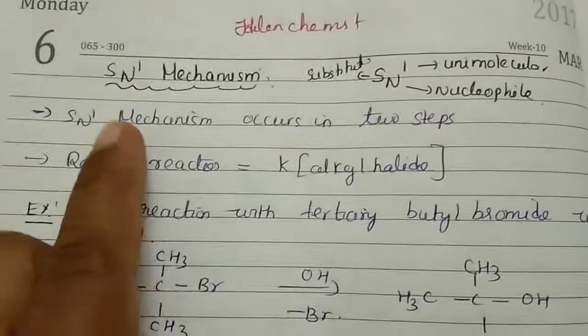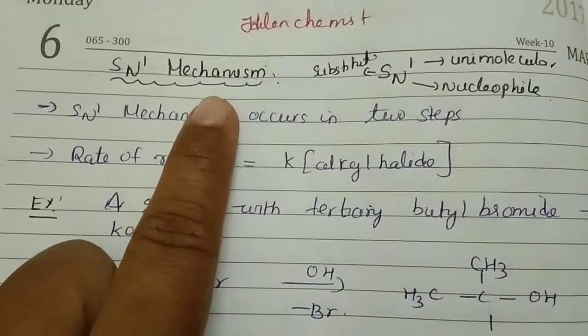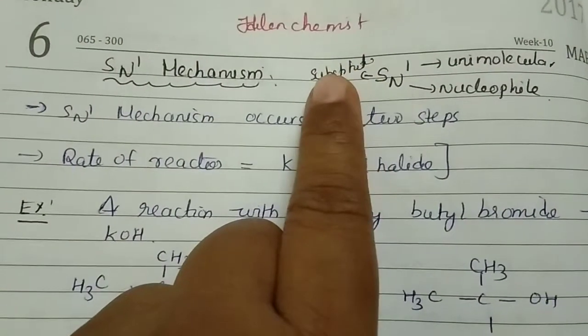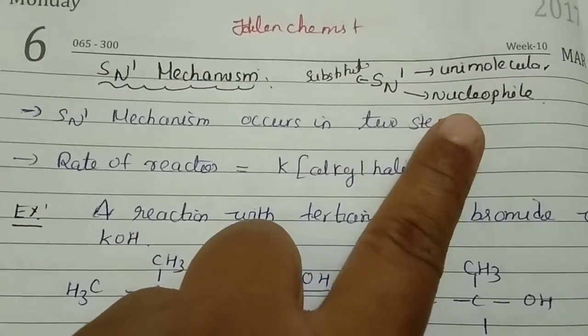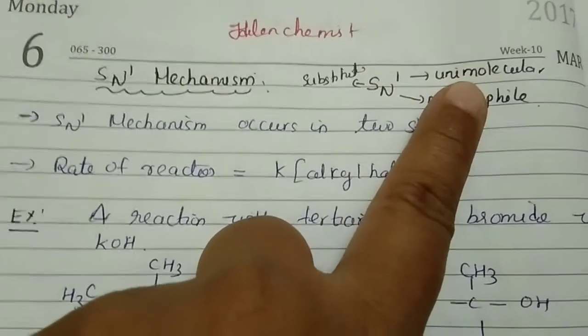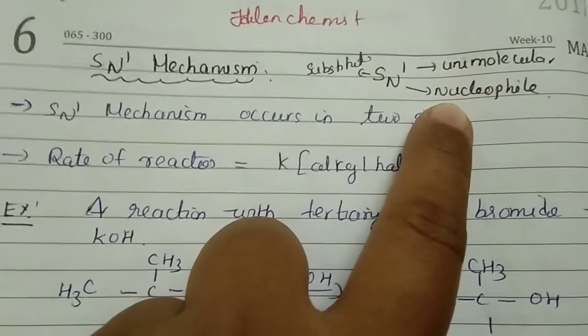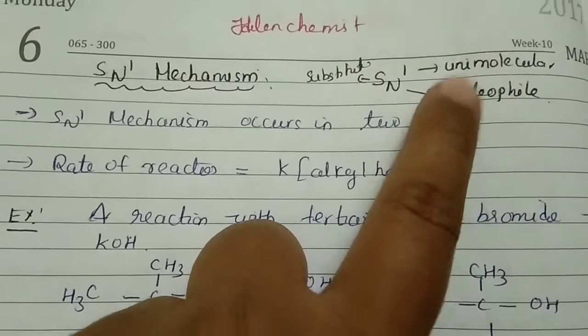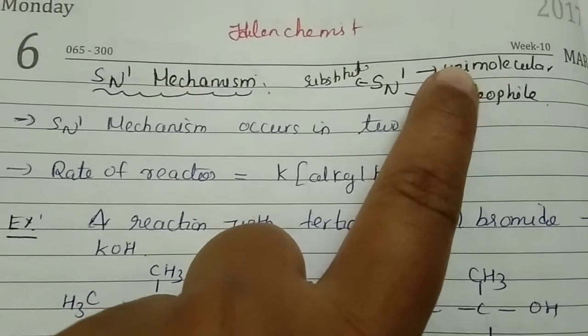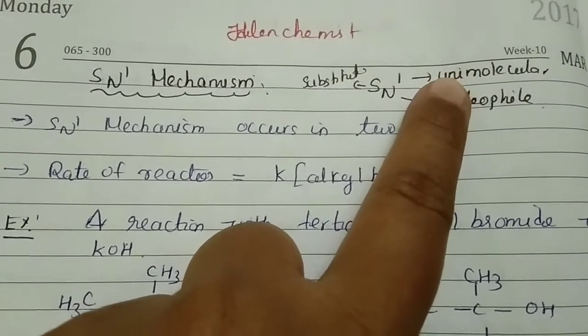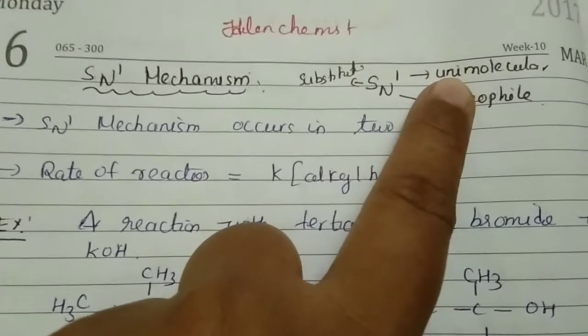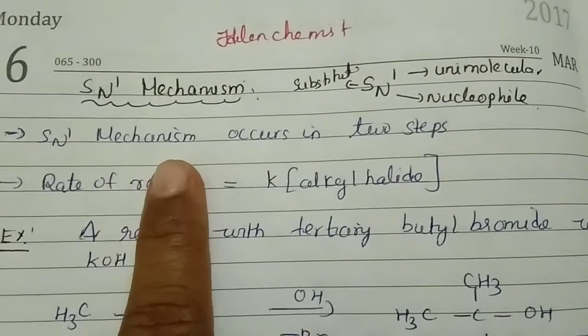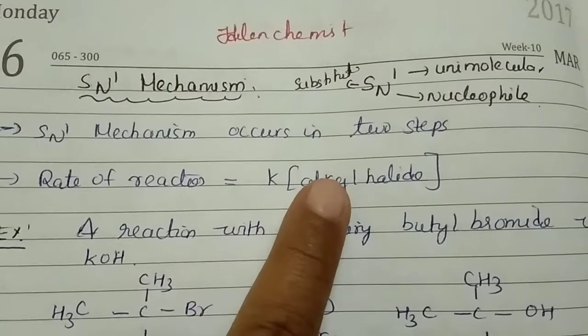Today's topic is the SN1 mechanism. S stands for substitution, N stands for nucleophile, 1 stands for unimolecular. Nucleophile means electron-rich species, unimolecular means the rate of reaction depends on only one molecule. The SN1 mechanism occurs in two steps.